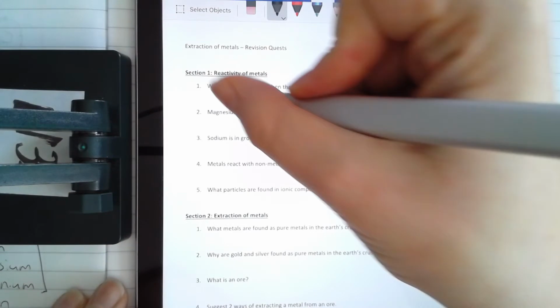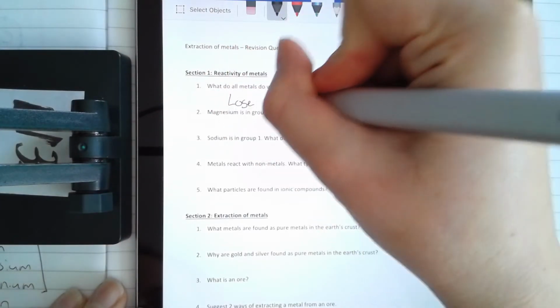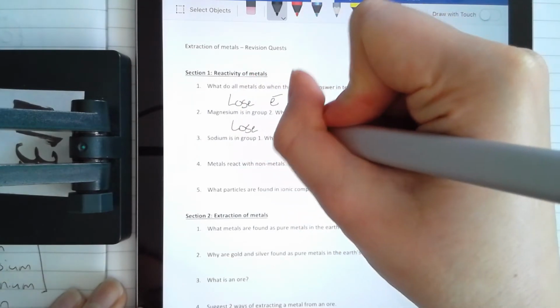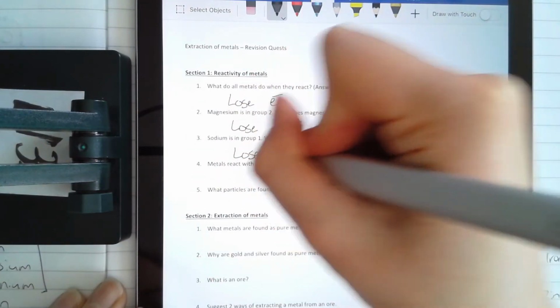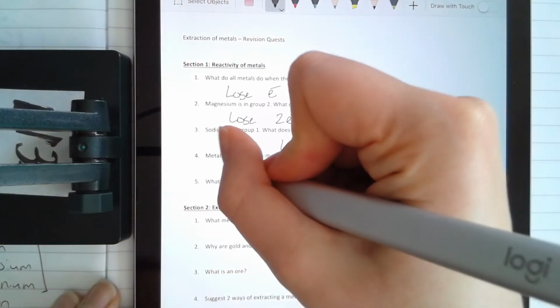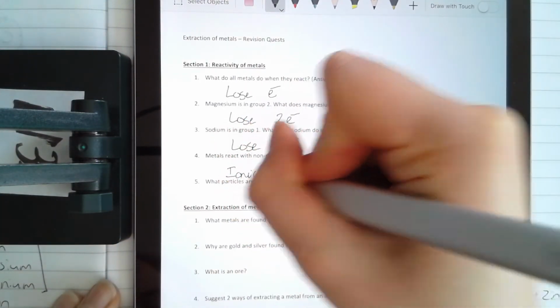What do all metals do when they react? They all lose electrons. Magnesium's in group 2, which means it will lose 2 electrons. Sodium's in group 1, it will lose 1 electron. They react with non-metals and they form ionic compounds.